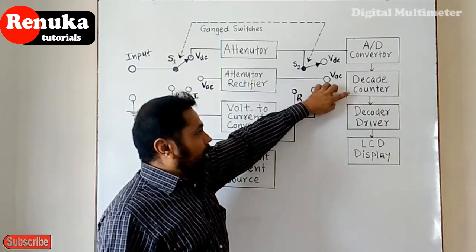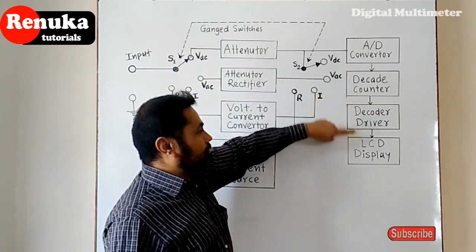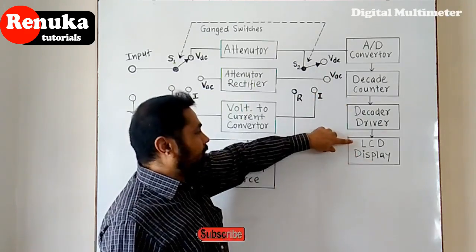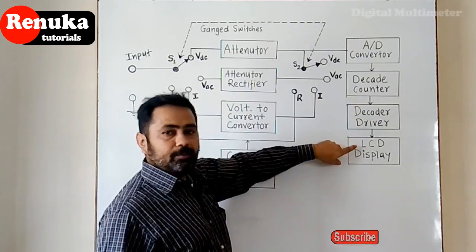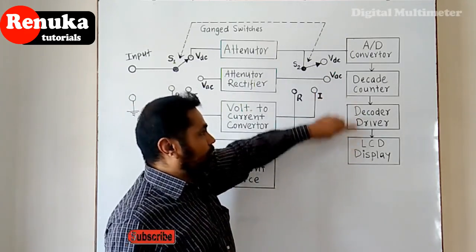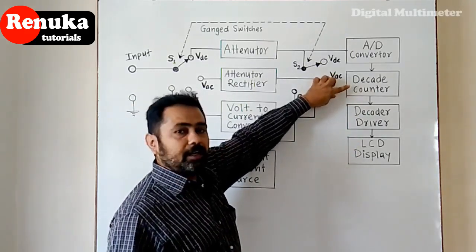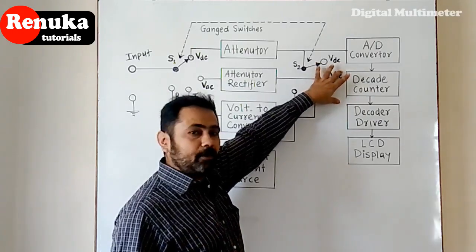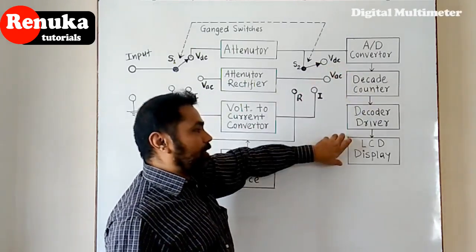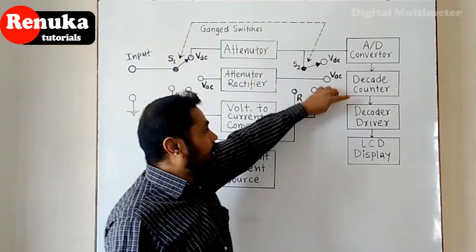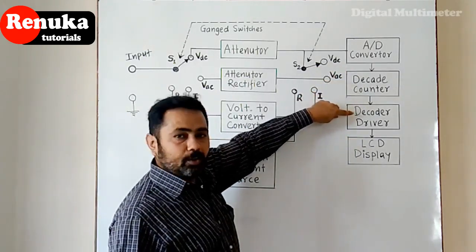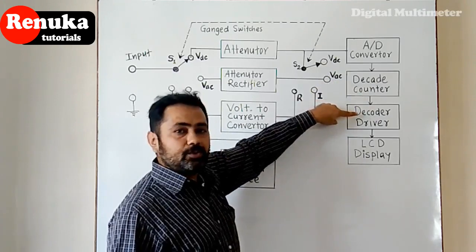Second thing, after the decade counter, it should be given to the LCD display. But the LCD display will receive the signals in its own form, so it should be decoded. The decade counter will have the output in binary form and that should be given to this LCD display, which will display only decimal numbers. So that is why this format should be decoded. So here a decoder circuit is used.